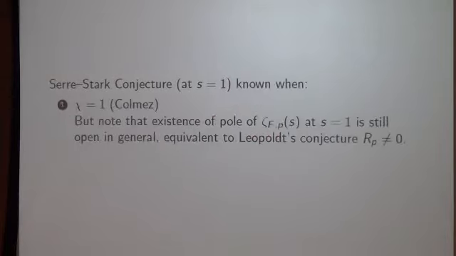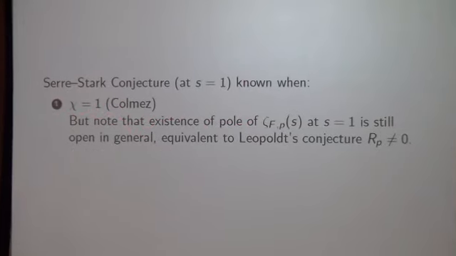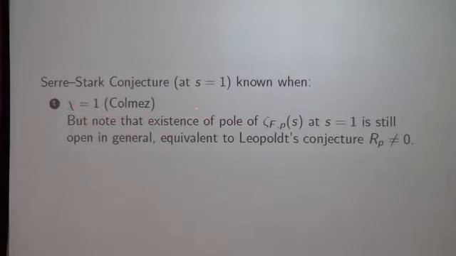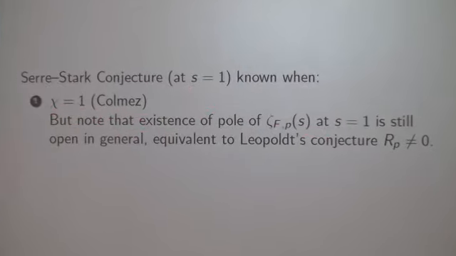Okay, and then the conjecture at s equals 1, I'll just say it's known when chi equals 1, due to Colmez, but I should be careful about what I'm saying is known. What's known is that if you multiply by s minus 1 times the p-adic zeta function and take the limit as s goes to 1, then you get the p-adic regulator of the unit group of F. But the fact that that's non-zero is not known, and in fact is equivalent to Leopoldt's conjecture, as we've seen elsewhere in this conference. So it's not known that there is a pole in general for a totally real number field of the p-adic zeta function.